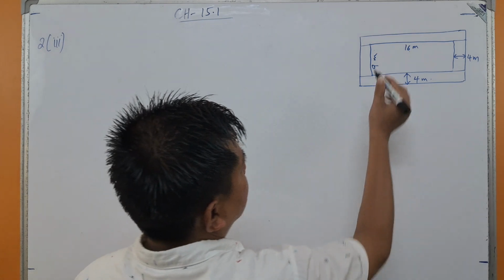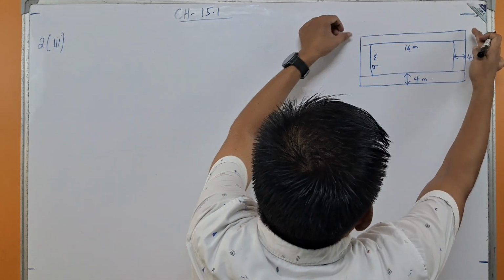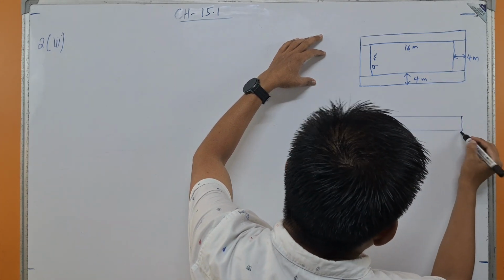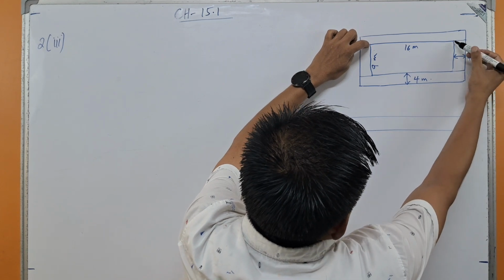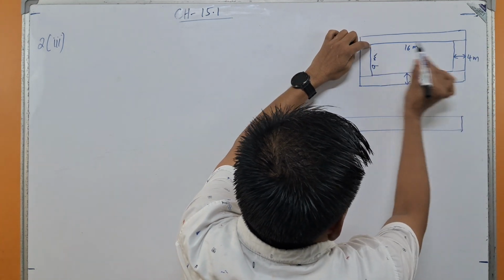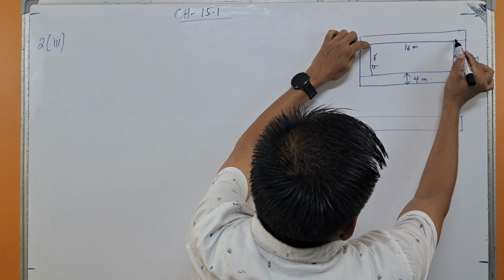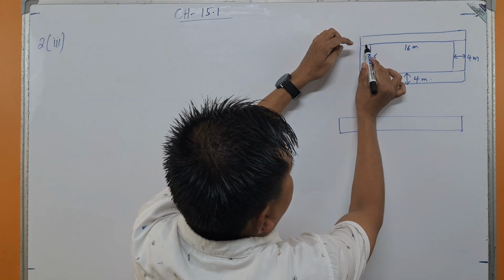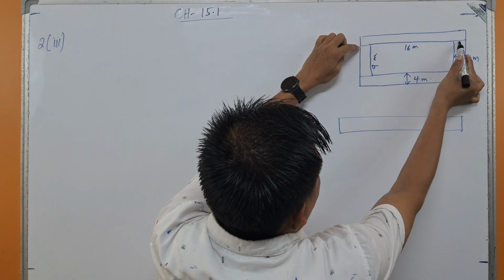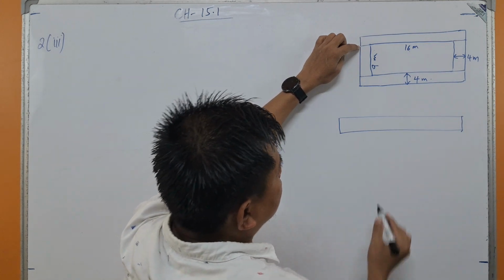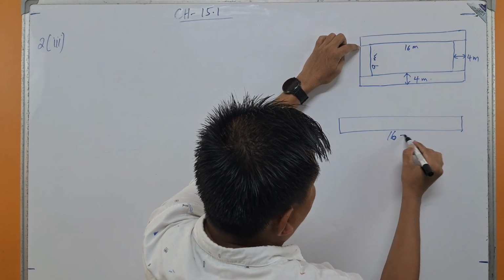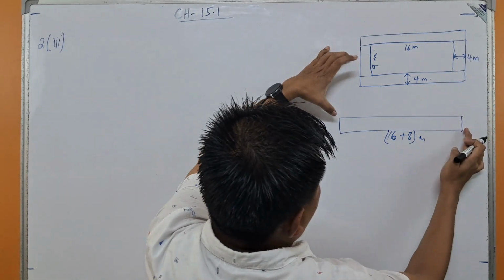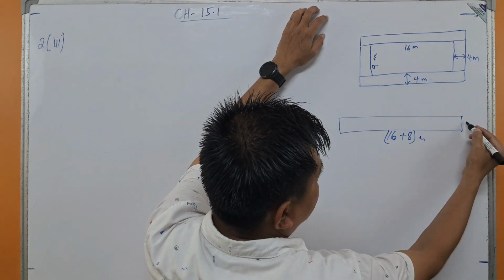So first, length of this rectangle, total length of this small rectangle. This length is 9 meter. From this point to this point is 9 meter. Now we have extended to this point, means 4 meter. Again, from this point to this point, 4 meter. So 4 meter here, 4 meter here, total 8 meter. So 16 plus 8 meter is the length of this small rectangle, okay? This rectangle. And the width of this rectangle is 4 meter.